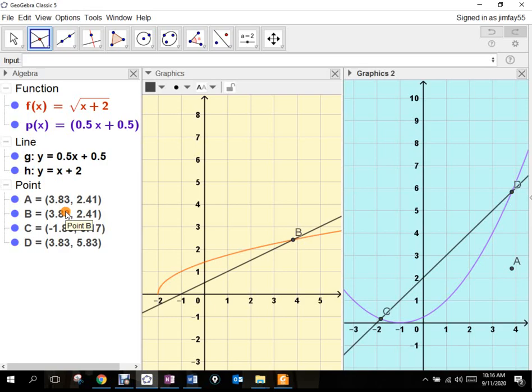But that negative 1.8 number, which is over there at point C in the blue, that was nowhere in the yellow, right? Does anybody remember what that point C, that negative 1.8 number, would be called? Because it's not a solution for the original equation. Not imaginary. Extraneous. Extraneous just means it's an extra solution that does not work for the original equation.